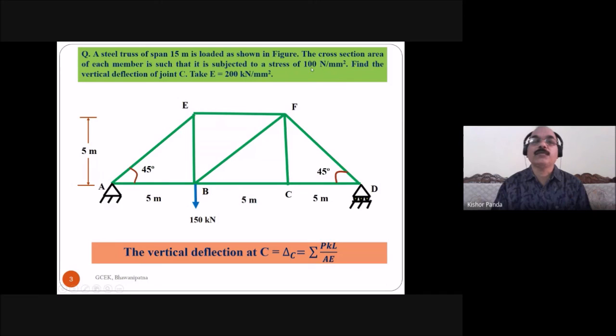So accordingly, you have to find out what is the area of each member, because you got the force in the member due to the given loading, and you know what is the stress in all the members. This is your 100 Newton per mm square. So accordingly, you have to find out what is the cross-sectional area of each member.